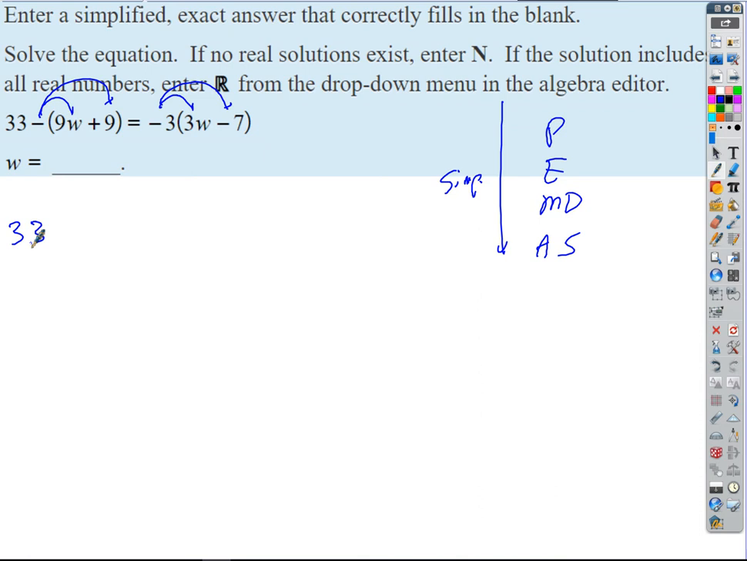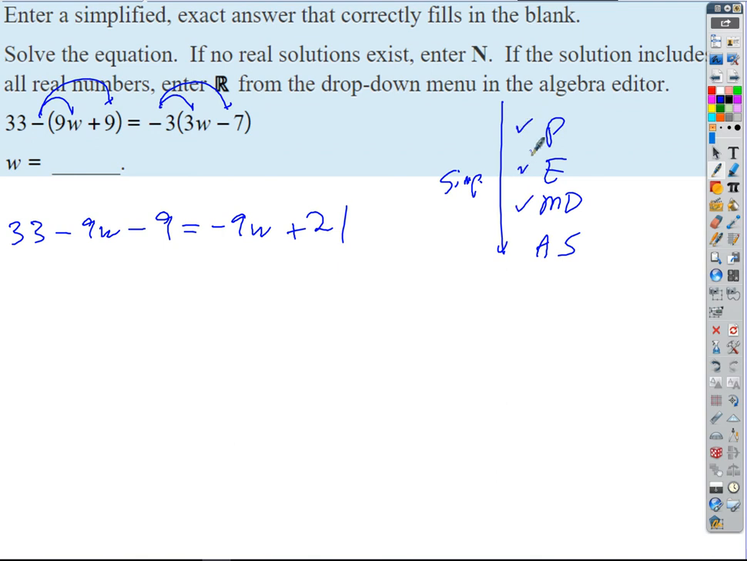So negative 9W and then minus 9. Does that make sense? Okay, you're literally just distributing that negative to both. If this had been a negative there, distributing the negative would have made it positive, right? And on this side, negative 9W, negative 3 times negative 7, positive 21, good. So we multiplied, we worked our way all the way down.